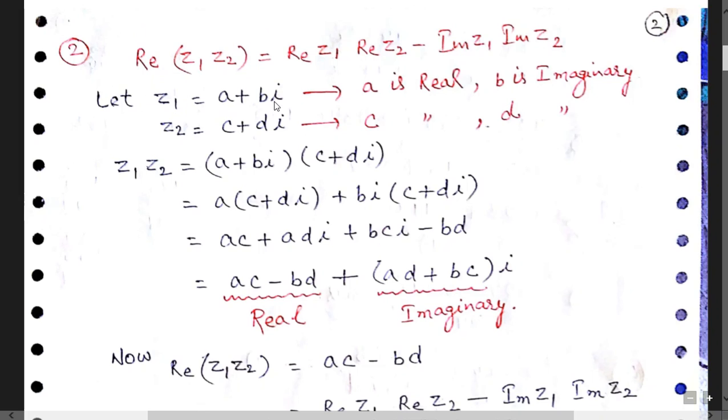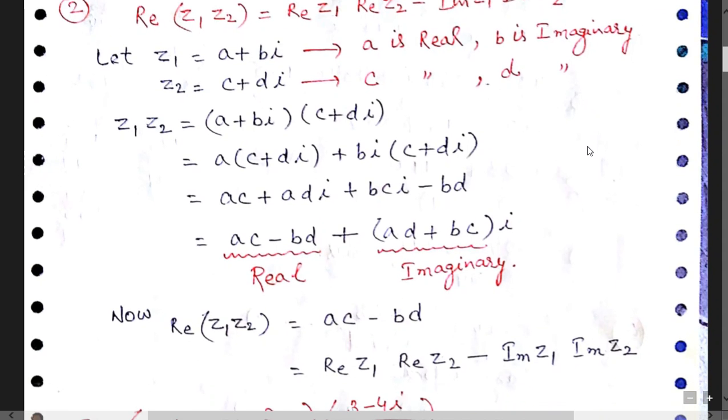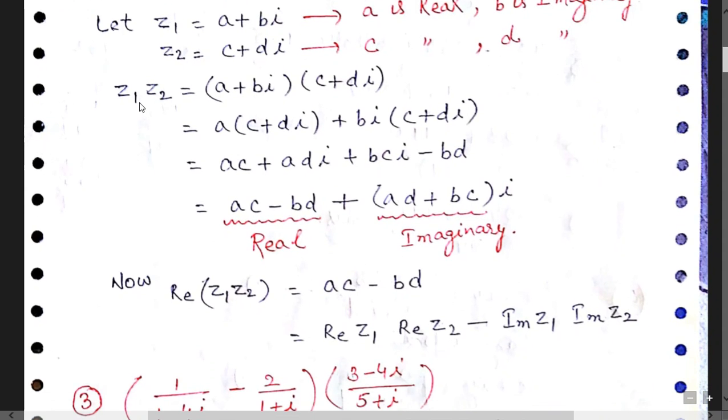Let Z1 is equal to a plus b iota. It means a is real and b is imaginary. And Z2 is c plus d iota. It means c is real and d is imaginary. Now multiply both the values. Z1 into Z2. It's a plus b iota, c plus d iota. A multiplied by second bracket and b iota multiplied by second bracket. Clearly you can write AC, AD iota, BC iota and minus BD because iota square is minus 1.